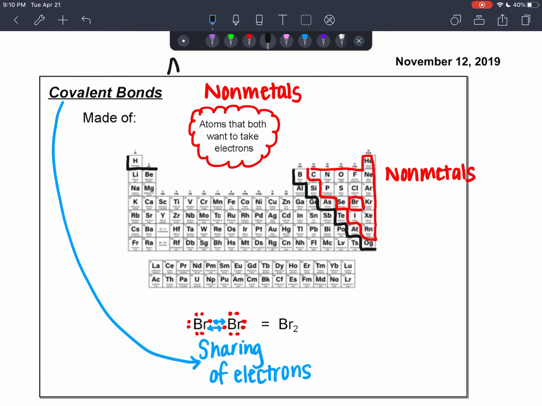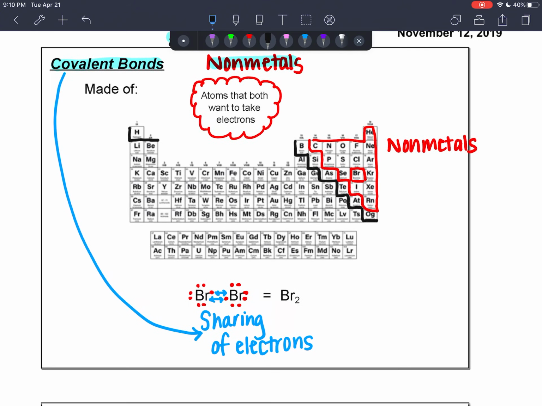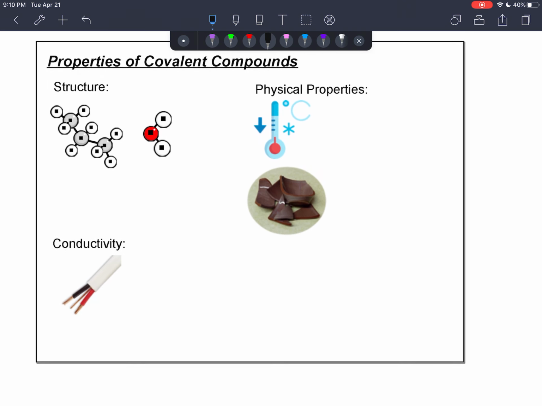Now, covalent bonds are always between nonmetals. If there's one thing we get from this page, it must be this. Covalent bonds are always going to be between nonmetals. So let's talk about some properties.